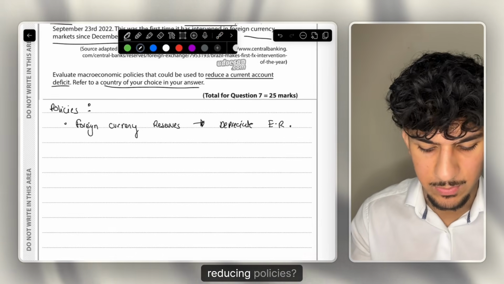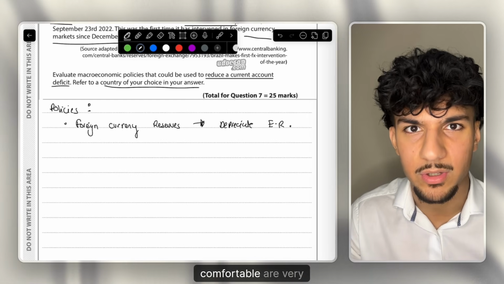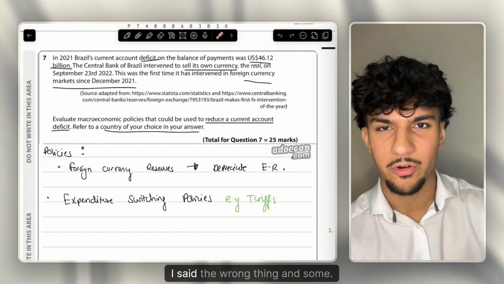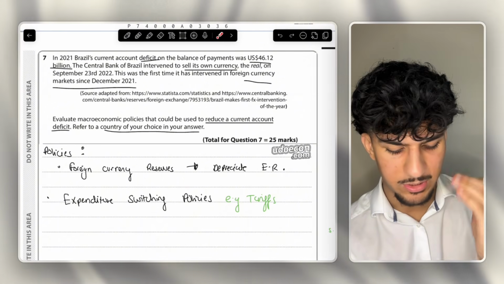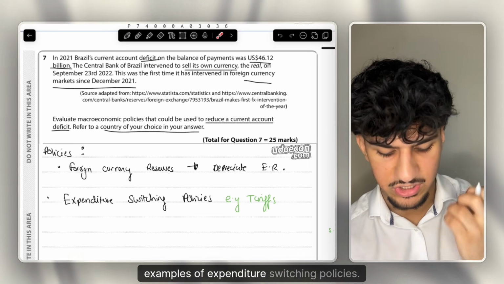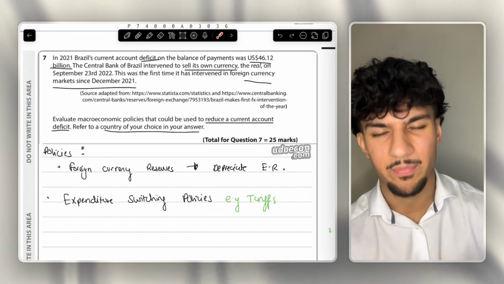So for the expenditure reducing policies, a great one of course is tariffs, and I'm sure a lot of you guys are very comfortable, are very well versed in the tariff chain of analysis. Just a little mistake there, I said the wrong thing and somehow wrote the wrong thing as well. Tariffs, subsidies to domestic producers would in fact be examples of expenditure switching policies, as expenditure reducing policies are fairly negative, they're not really used a lot.